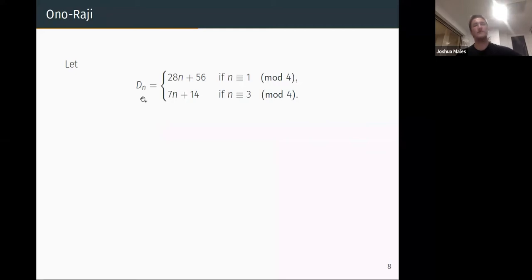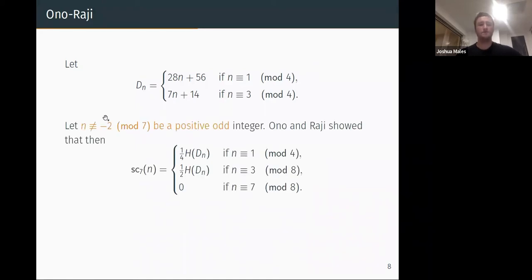Okay, what came next? Next was Ono-Raji. So this is very recent, I think last year even. So then we need a bit more notation. We need some number d sub n, which just depends on n congruent to 1 or 3 mod 4. And this basically comes directly from Gauss's class number formula. It's just a factor of 4 that's different. What did they show? They show that if n is not 5 mod 7 and is positive and odd, then the self-conjugate 7-cores are also class numbers, depending on n mod 4 or 8.